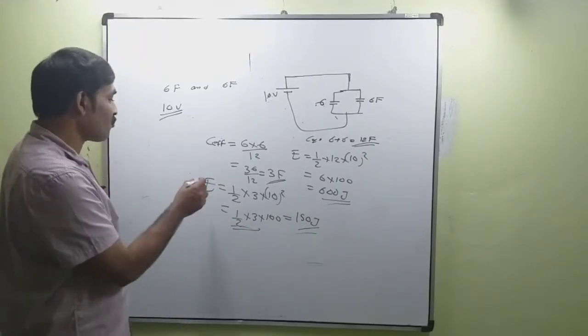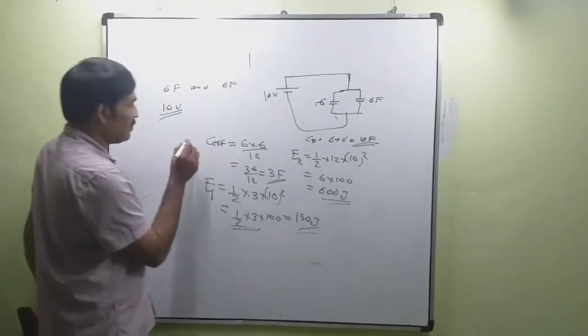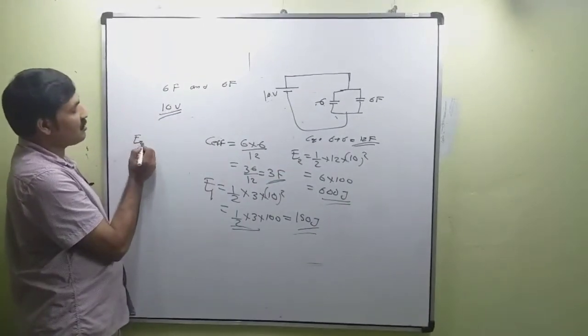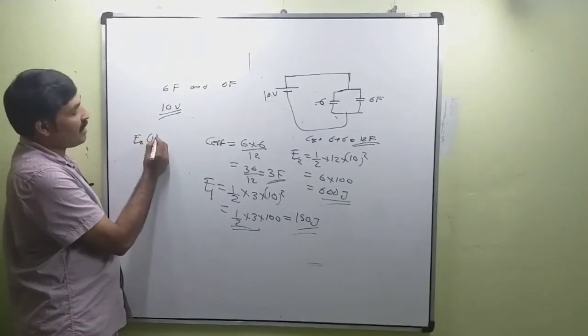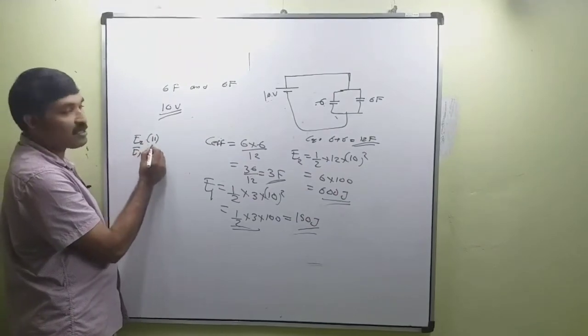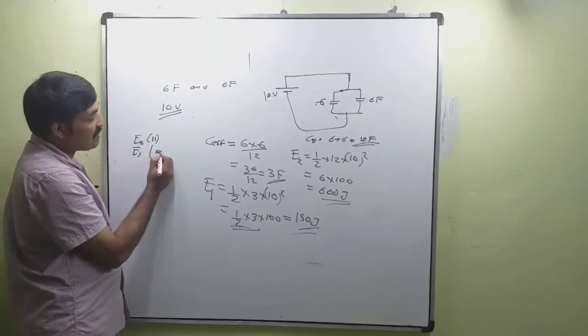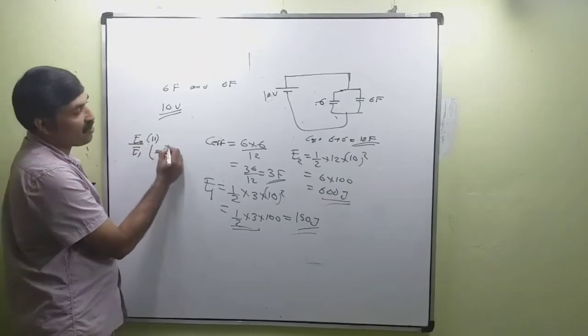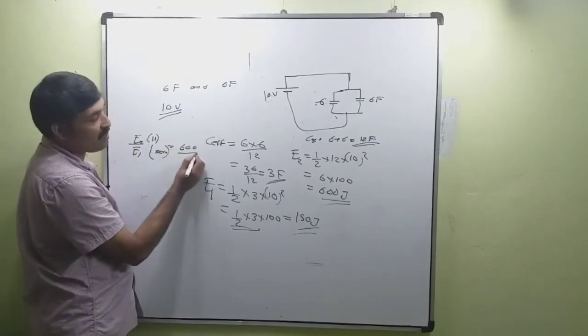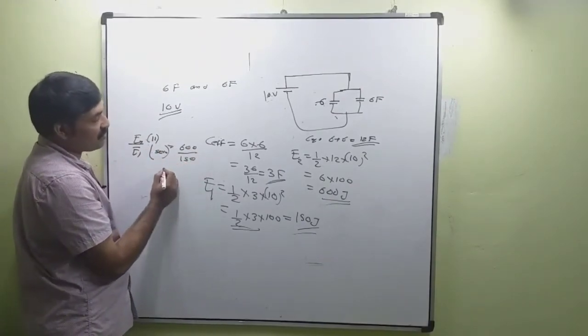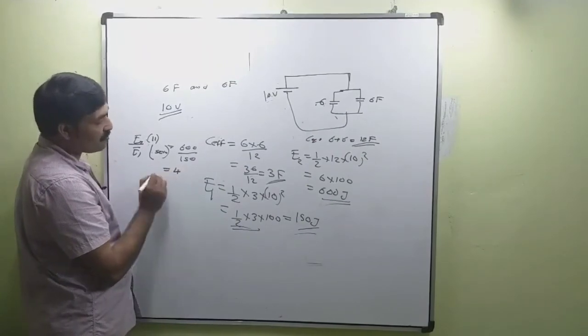Now what is the ratio of stored energy? E2 is the energy stored when connected in parallel. E1 is the energy stored when connected in series. This ratio is equal to 600 divided by 150, that is equal to 4.